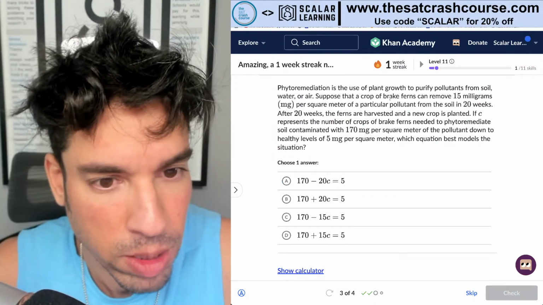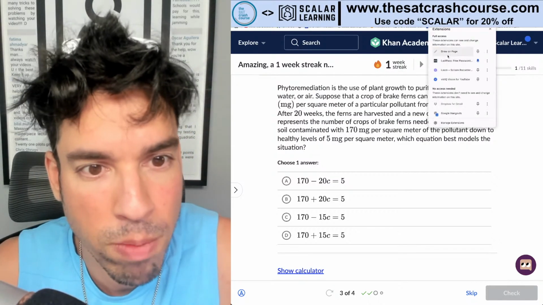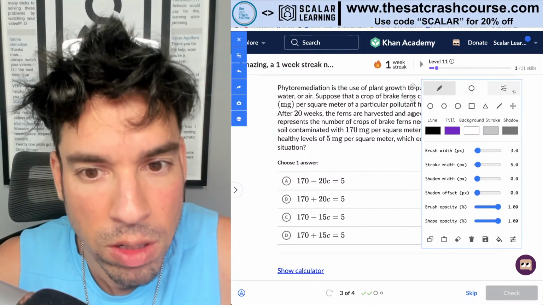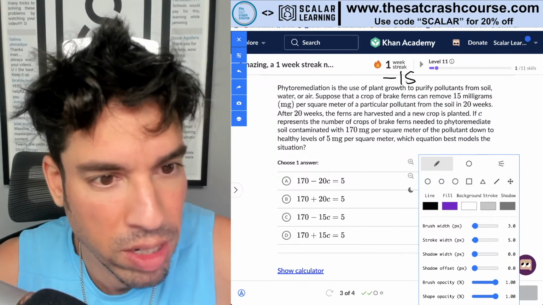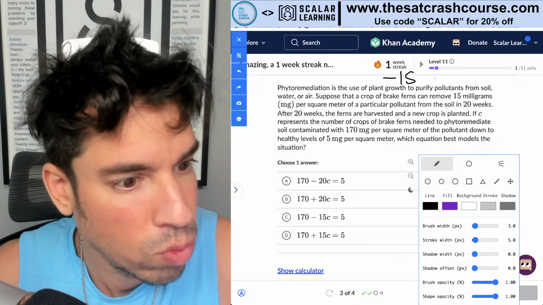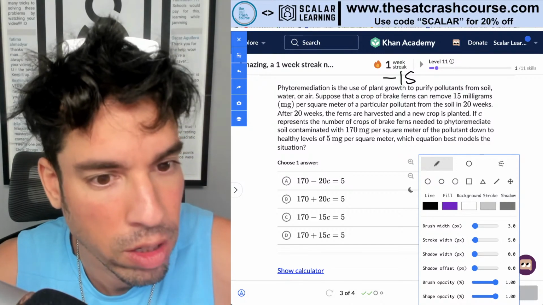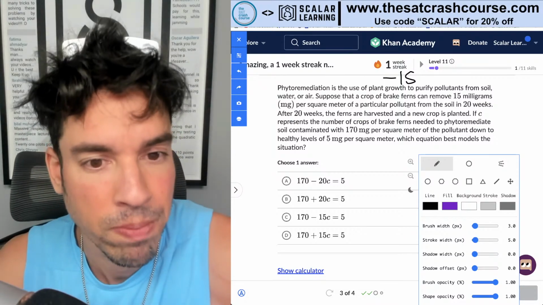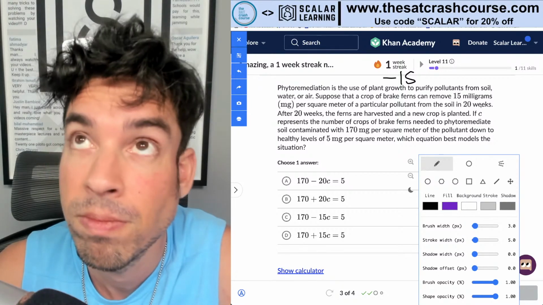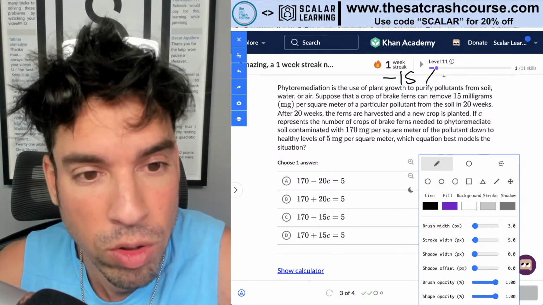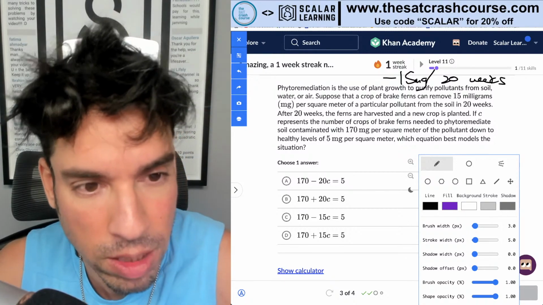Phytoremediation is used whatever. Irrelevant. Suppose a crop of brake ferns can remove 15 milligrams. Watch how I'm going to piece this together. It's removing 15 milligrams per square meter of a particular pollutant from the soil in 20 weeks. Okay, so it's 15 per 20 weeks. This one might be a little more complicated. Let me think it through here.